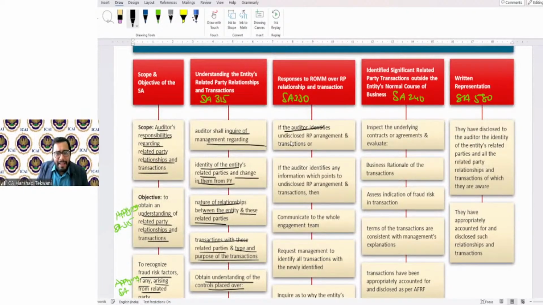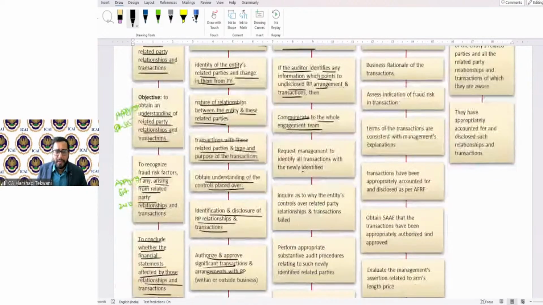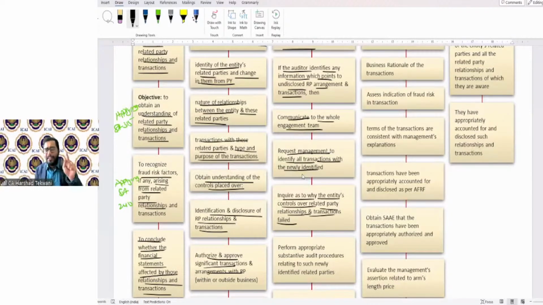If the auditor identifies undisclosed related party arrangements and transactions, or any information which points to undisclosed related party arrangements and transactions, then communicate to the whole engagement team so that they can be aware that this kind of related party is there. Let's see what kind of transactions they are entering into with this related party. Require management to identify all transactions with the newly identified related party. Inquire as to why the entity's controls over the related party relationship failed and did not identify this particular related party.